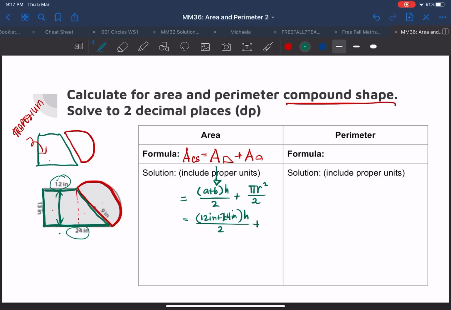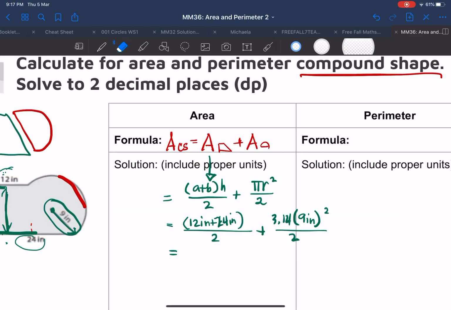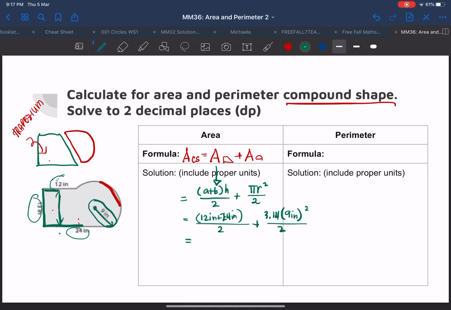Plus pi, we know pi is 3.14, times r squared. Let me erase this so you will see that the given length is the radius, because it's half, it goes from the center point to the outer point of the circle. So it's 9 inches squared over 2. Please do not forget the over 2. Oh, I forgot to put in the height. What is the height? The height is 13 inches.